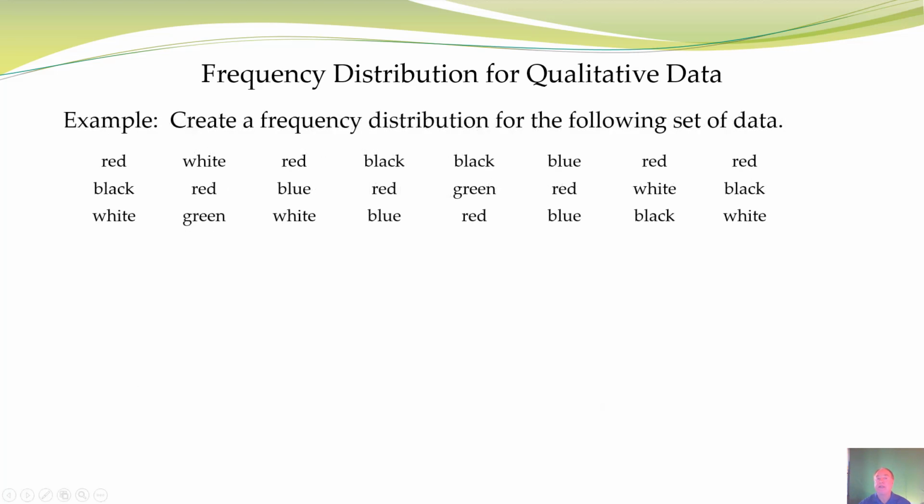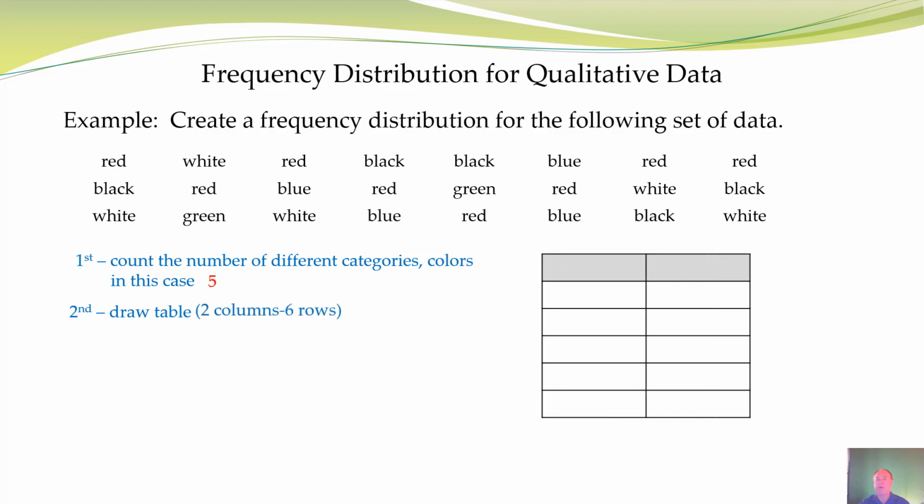An example. Let's create a frequency distribution for the following set of data. First, if I go through, count the number of different categories. In this case, it's going to be colors. So if I look, I have red, white, blue, black, green. So it looks like I have 5 different colors.